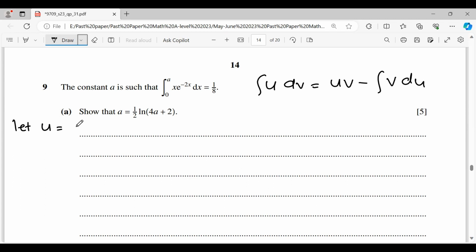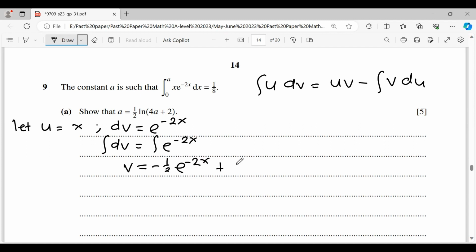If u equals x and dφ equals e to the power negative 2x, integral dφ equals integral e to the power negative 2x. So φ equals negative half e power negative 2x plus c.